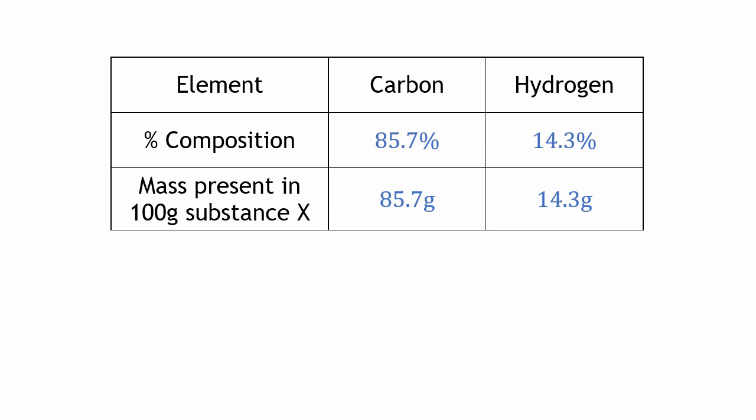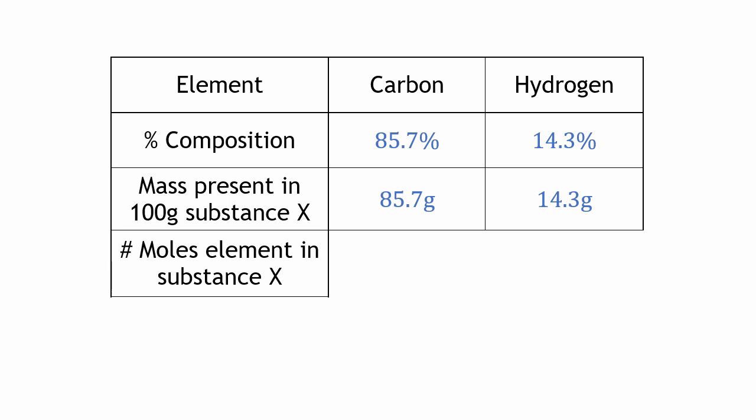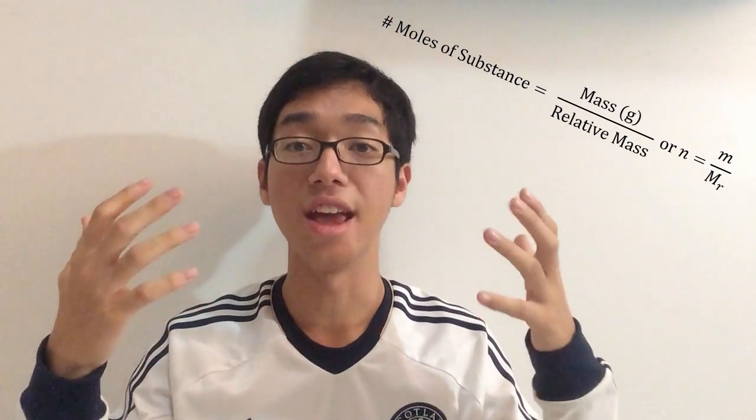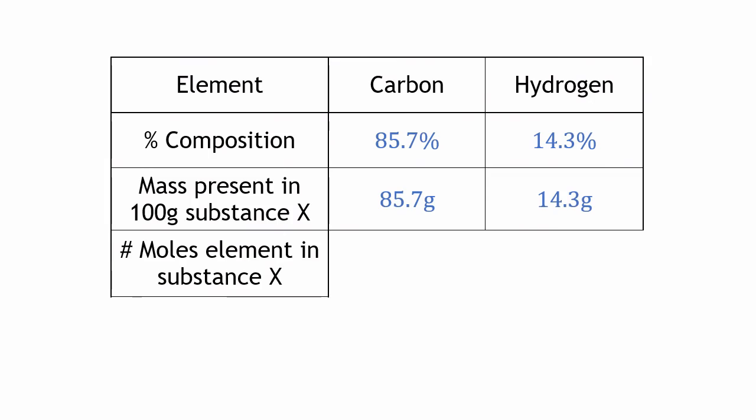Imagine there is 100 grams of this substance X. If there's 100 grams of this substance X, then 85.7 grams of it will be carbon, and the 14.3% of it will be hydrogen. And since you have masses rather than percentages, you can use these masses to work out how many moles of each element make up this 100 grams of substance X. So as we know from earlier, number of moles equals the mass of that substance divided by the AR. So trying to work it out for carbon, there would be 85.7 grams of carbon in 100 grams of substance X.